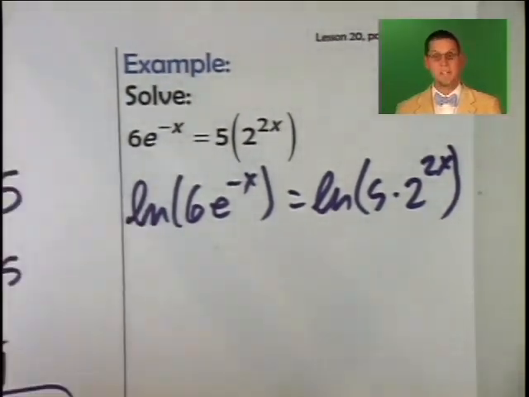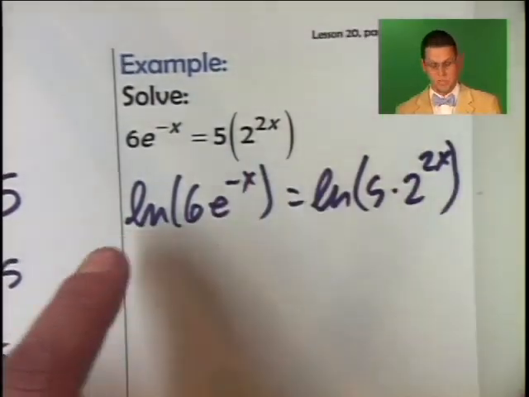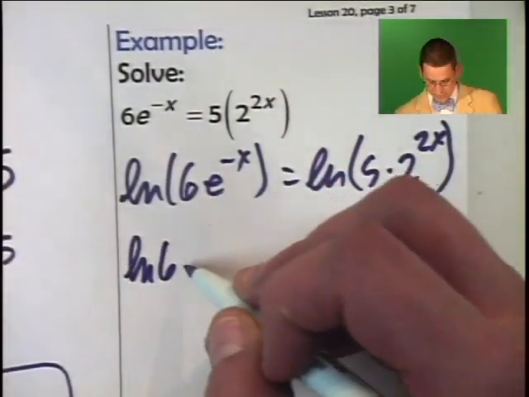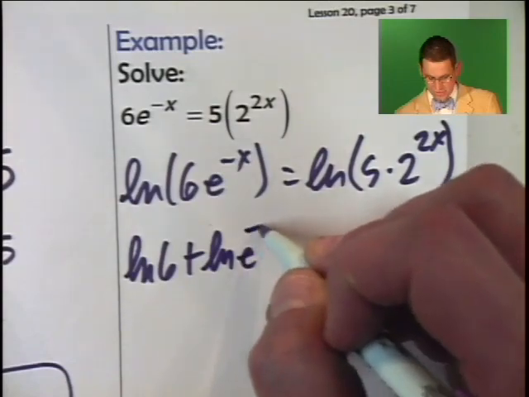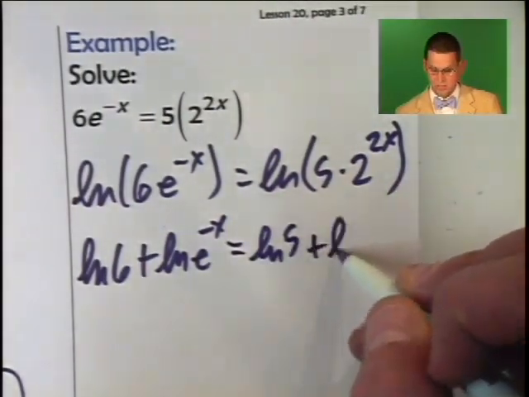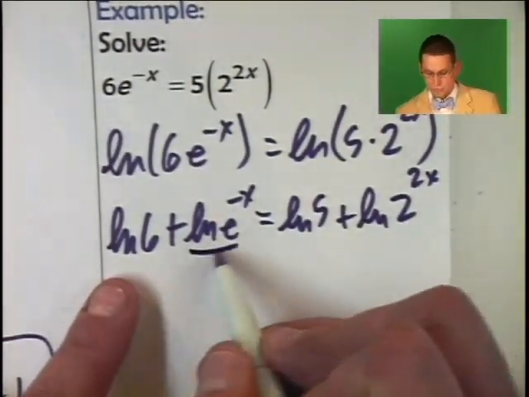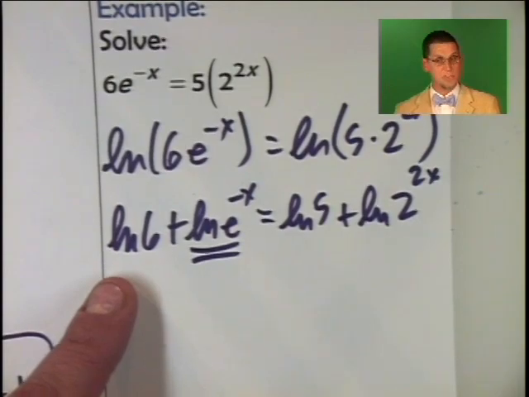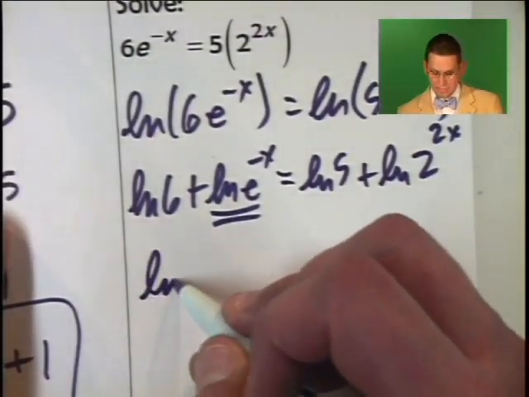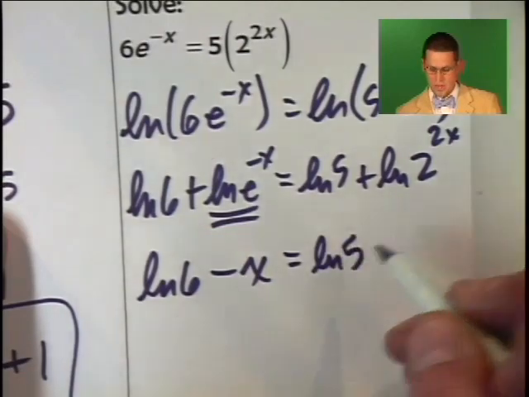And now we have to carefully expand both sides using the property of log. Remember, the log of a product becomes the sum of the logs. So this is the natural log of 6 plus the natural log of e to the negative x. And on this side, I get the natural log of 5 plus the natural log of 2 to the 2x. And now, notice right here, the natural log of e to the negative x we've seen as a property. That's just negative x. So I get minus x equals the natural log of 5.